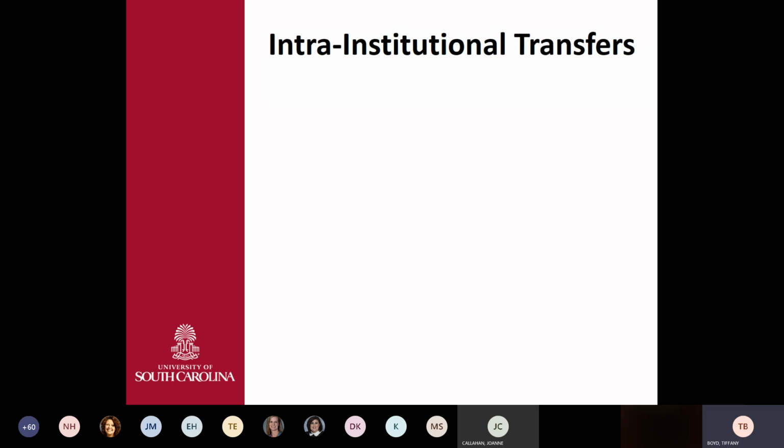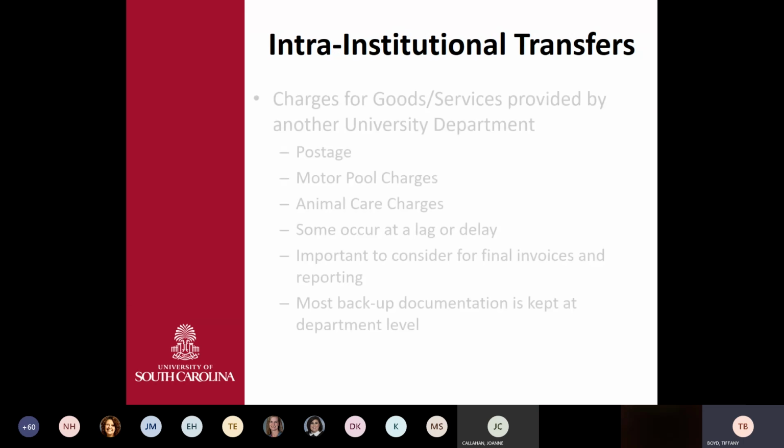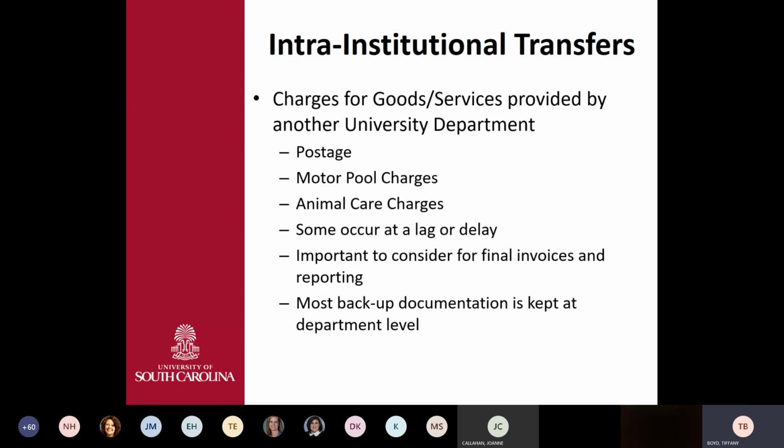Intra-institutional transfers. It's a tongue twister, so I have to say it slow. These are charges for goods and services provided by another university department. The most common ones that affect grants would be charges for postage, motor pool charges, animal care charges, and we just want to highlight that a lot of these occur at a lag or on a delay. So it's really important to consider these when you're confirming final expenses for those final invoices and reporting.